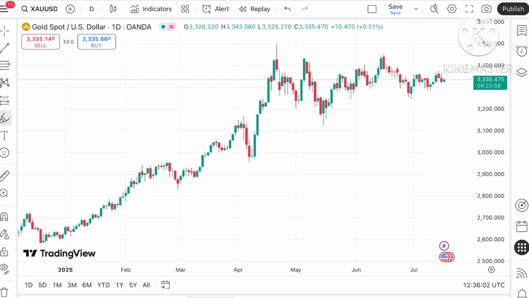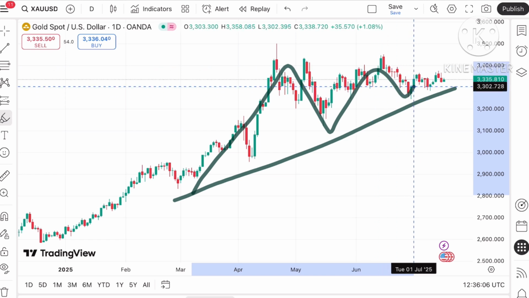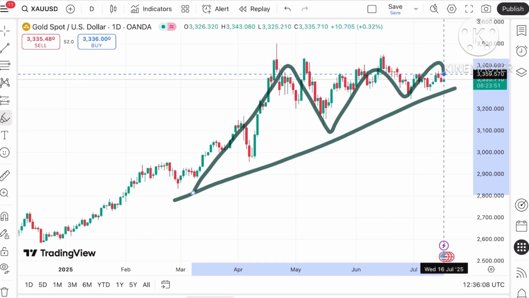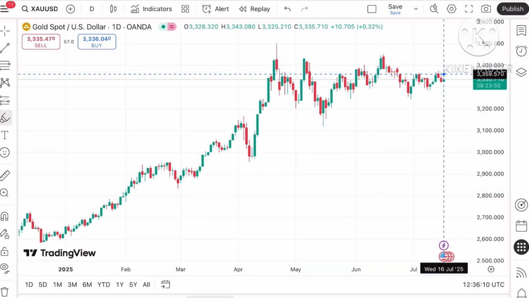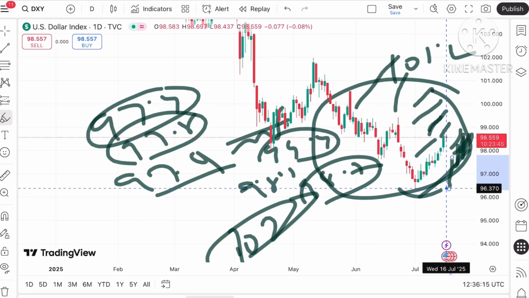The gold price, what we can see, if you look at the gold price, there is a continuous narrow pattern forming, and we have seen the dollar index trying to go upside, as we have seen. If you look at this trend, it is trying to form a red candle for the particular day.